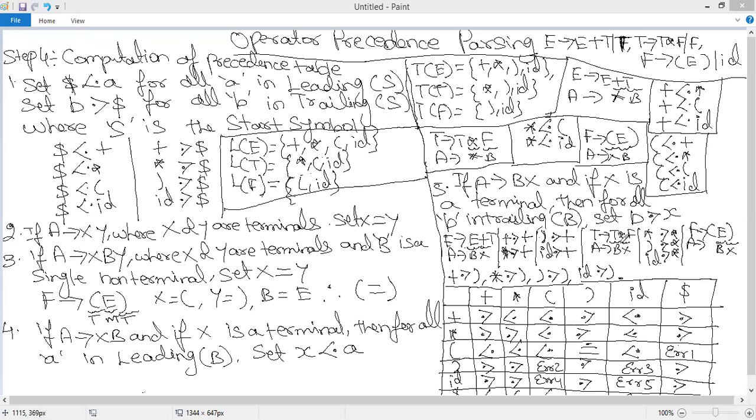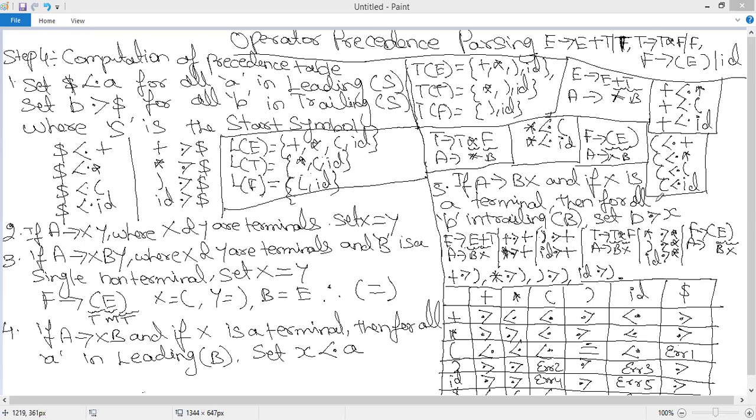So here we have to identify the trailing of B. Trailing of B is nothing but trailing of T. What is trailing of T? Trailing of T is star, close parenthesis and ID. The precedence relationship is greater than, and what is X? Star is the X. It will be mentioned like this.